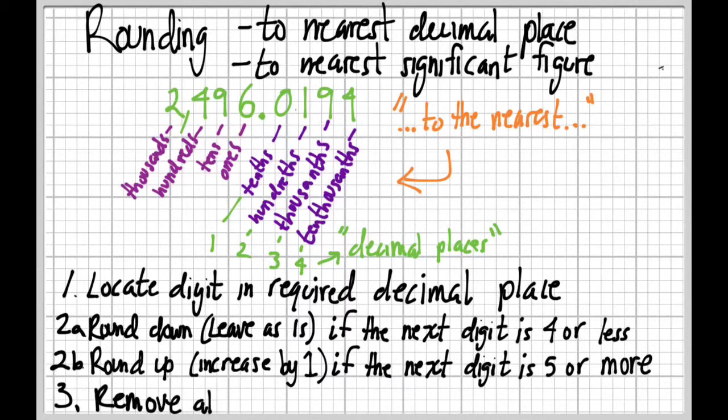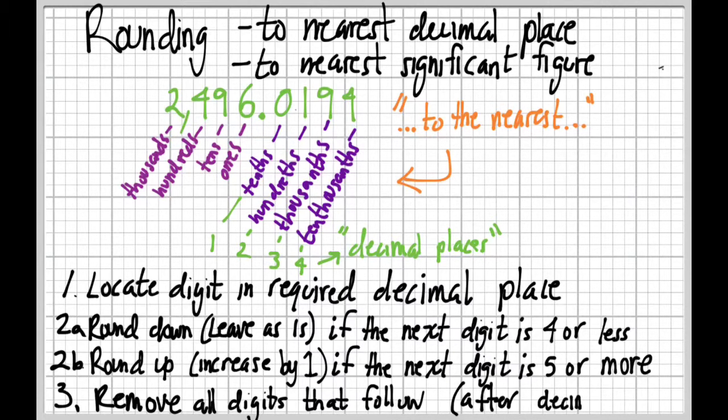And then the last step is remove all digits that follow. Okay? Unless you're rounding over here. The one exception to that is if you're rounding to the nearest 100, right, that would be this 4, and it would become a 5. Okay, you can't remove these 2 because then it would just be 24, so we just make them 0. Okay, they just become 0.